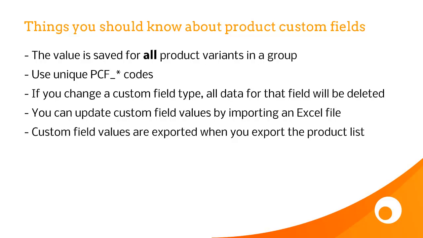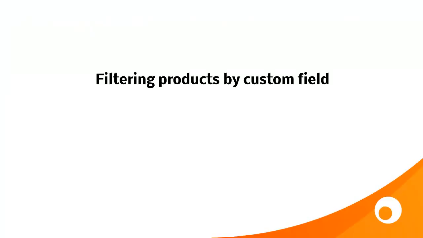If you change a custom field type, let's say from date to freeform text, all data for that field will be deleted. You can update custom field values either on screen, on the product edit, or by importing an Excel file. Custom field values are exported automatically when you export the product list. You don't have to add the columns yourself. All good so far.